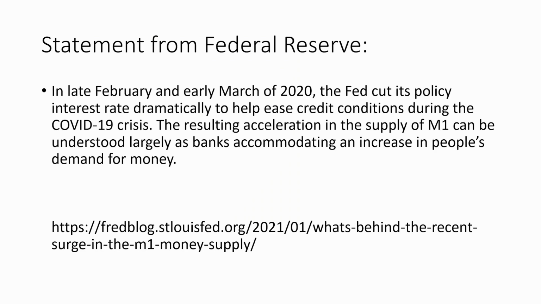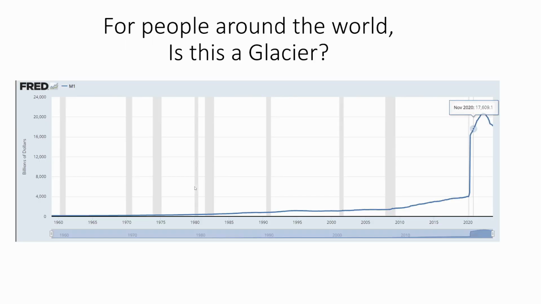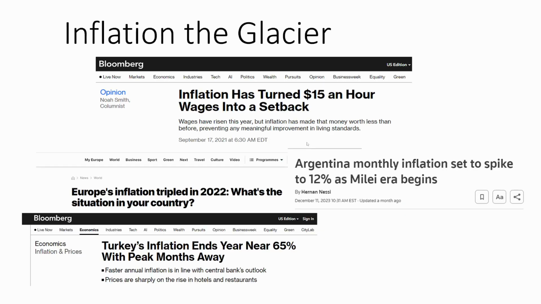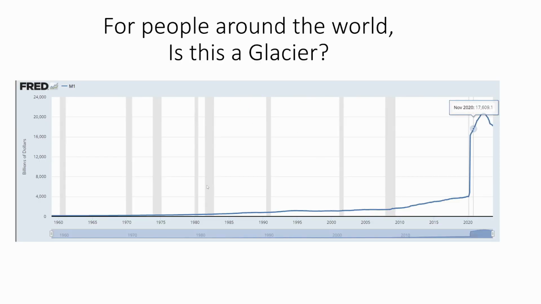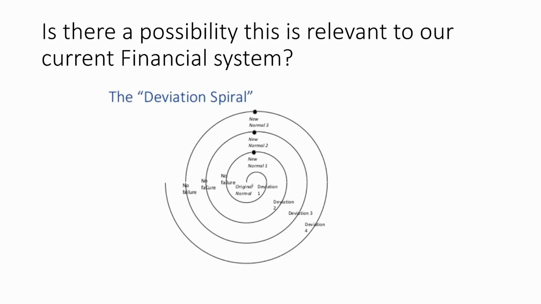So the statement from the Federal Reserve is in line with this. So I guess the next question to ask for people around the world is, is this a glacier? And in a way, it kind of is, because without a doubt, we have seen inflation in various places. So here, this article mentions that inflation is in fact a setback. So maybe that's currency today, but it's also a glacier. And so is there a possibility that this deviation spiral is relevant to our current financial system?